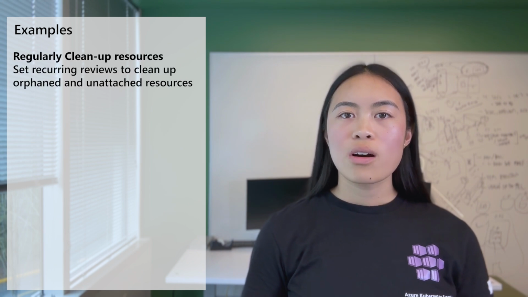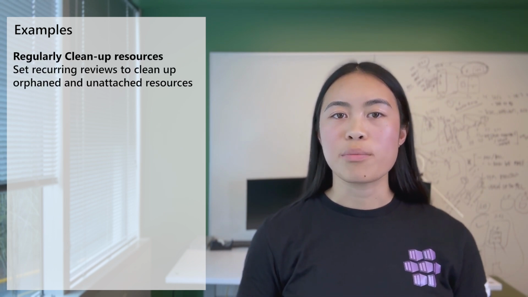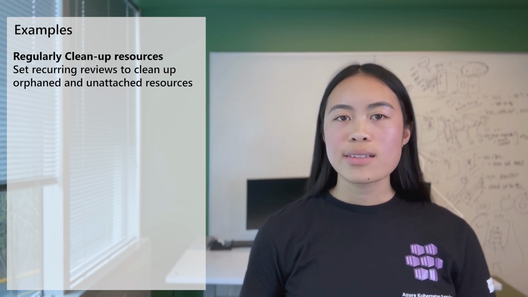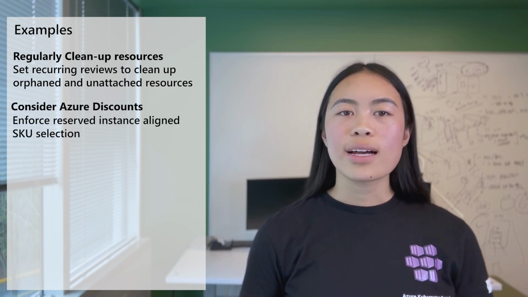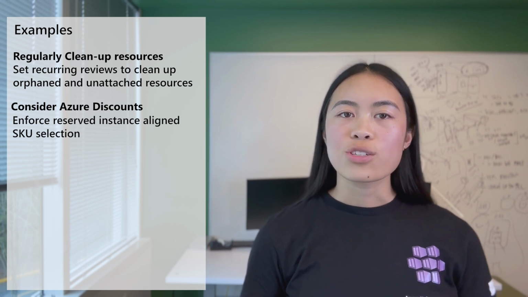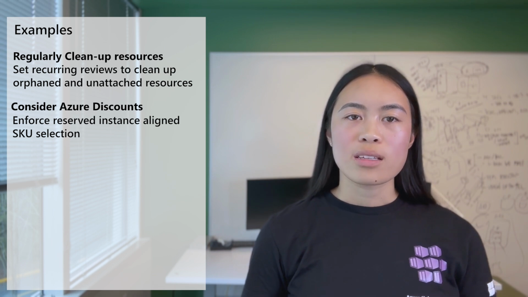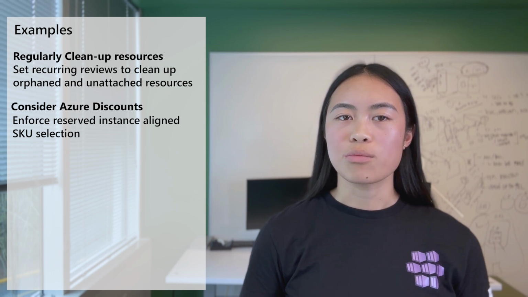Example number five. On a related note, think about those resources that are not in use and have been abandoned for some time. Are there orphan resources that can be cleaned up? Consider setting a standard review cadence as a part of the cluster lifecycle to delete any orphaned or unattached resources. And our final example, consider Azure discounts. If your organization has reserved instances in place, ensure that the right SKUs are aligned to your RIs. And that means those are being utilized to maximize the benefit and cost savings of the discounted compute.